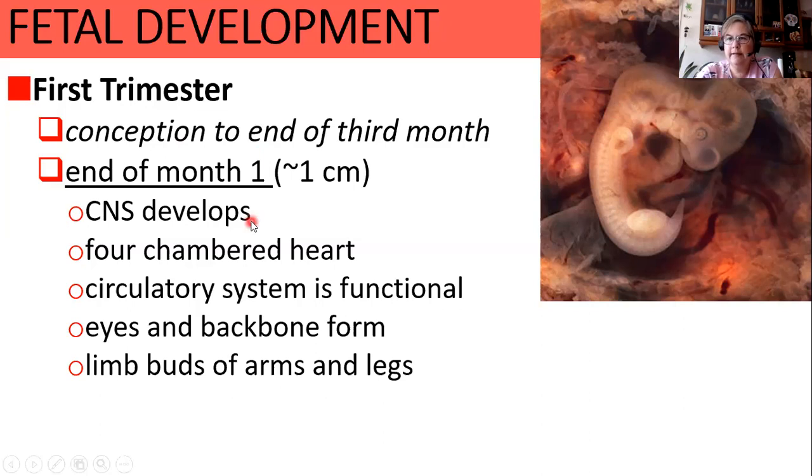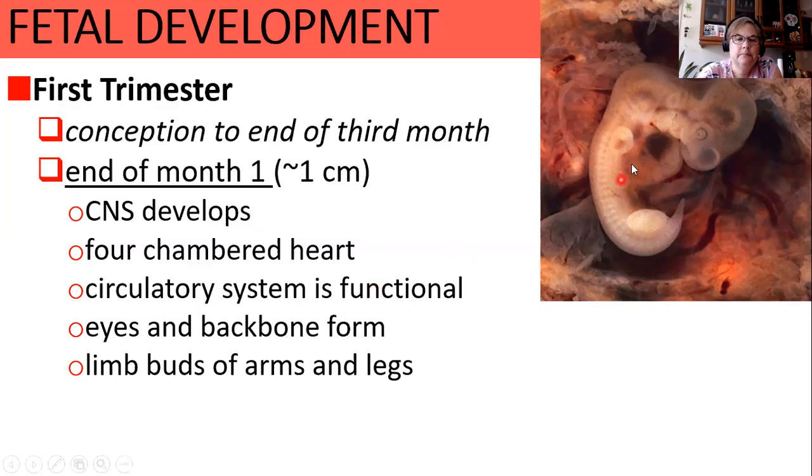Central nervous system is developing at this point. So there is a little primitive brain in there. 4-chambered heart. So the heart kind of starts as a tube and then it kind of twists around itself to give us the 4 chambers. Circulatory system is functional. At week 3, so we're looking at the size of a grain of rice, a little teeny tiny heart starts beating, okay?